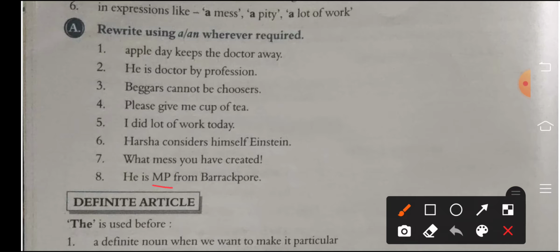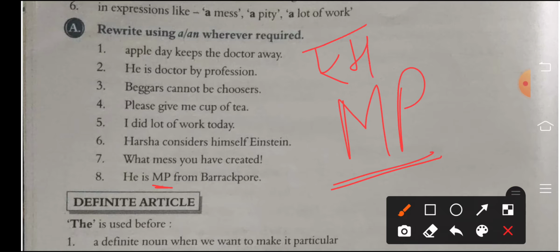He is MP from Barakpur. So he is MP. With this MP, I have told you about abbreviations like this. Whenever we speak it, it is MP, which gives the sound of a vowel, right? This is a vowel sound. So that's why we are using here an MP. So he is an MP from Barakpur.